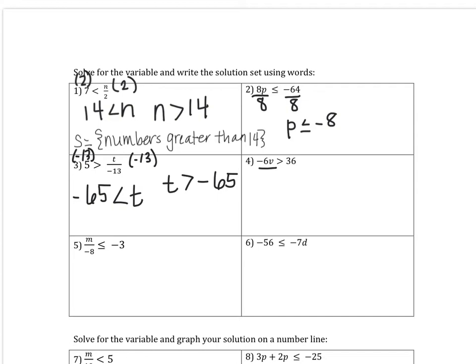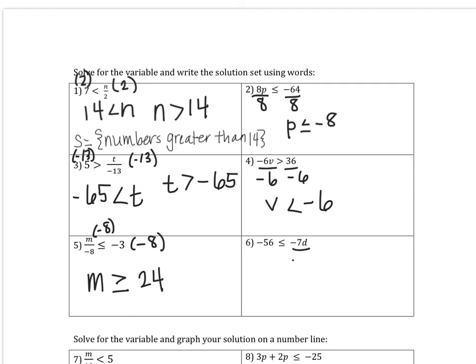Number 4, dividing both sides by negative 6. Because I'm dividing by a negative, I'm changing the direction of my sign. I'm going to write that down first. V is less than negative 6. Let's see, I'm going to multiply both sides by a negative 8. Because I'm multiplying by a negative, I'm changing the direction of my sign. M is greater than or equal to 24. And I would also write down S equals numbers greater than or equal to 24.